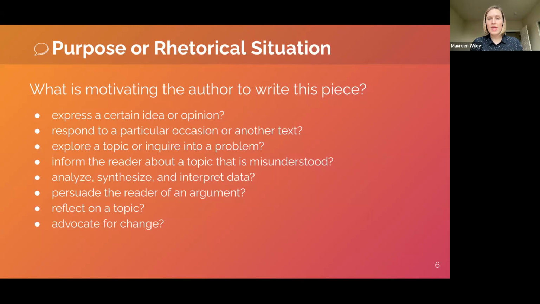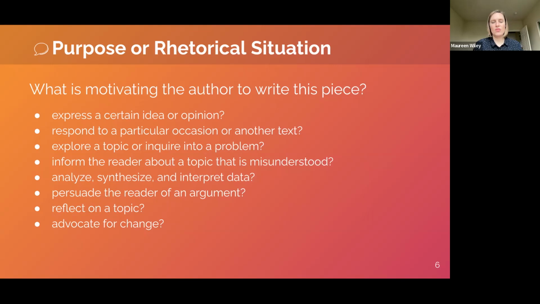Are they exploring a topic or inquiring into a problem? A lot of times the reason that authors are writing things is that they are inquiring into a problem or something that they see to be worthy of further exploration. Is their intention to inform the reader about a topic that is commonly misunderstood? Another common reason for writing something: to inform the reader. And there can also be multiple reasons why someone might write a text or perform a speech. Are they attempting to analyze, synthesize, or interpret data?